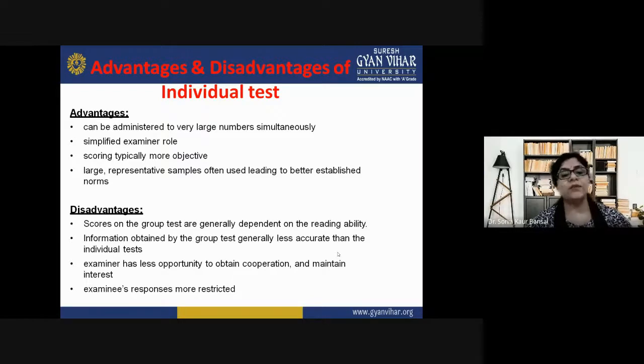Information obtained by the group test is generally less accurate than individual test. Moreover, the examiner has less opportunity to obtain cooperation and maintain interest. And the examinee's responses are more restricted.